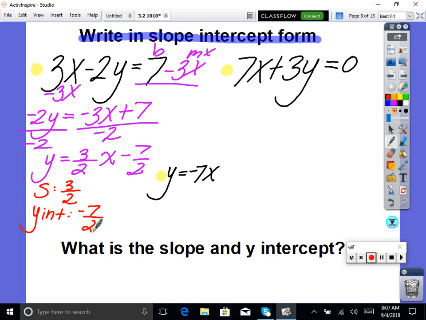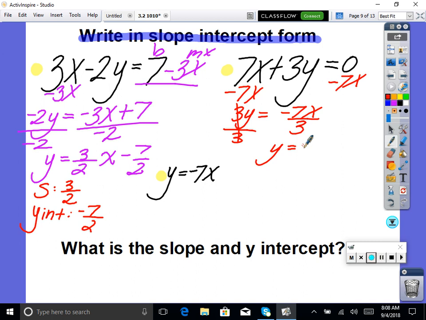So get it in y equals mx plus b form. So what would I do? Subtract 7x. Good. And we have 3y equals -7x, right? Then divide by 3. So we have y is equal to -7/3 x, and then we have nothing, right? Plus 0, technically, if we want to be technical. Okay, awesome. So our slope is -7/3. Our y-intercept is 0.